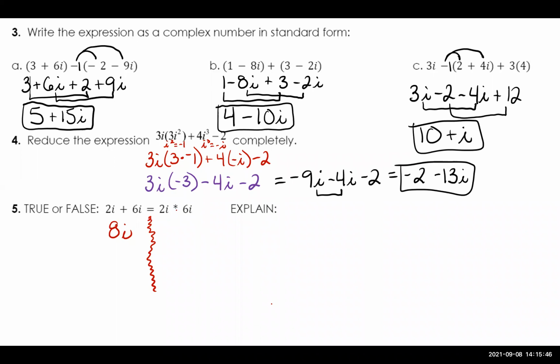And 2i times 6i, well, 2 times 6 is 12, and i times i would be i squared, which we know is equal to -1. So this is really equal to -12. So this would be false. And the explanation would be me showing my work.